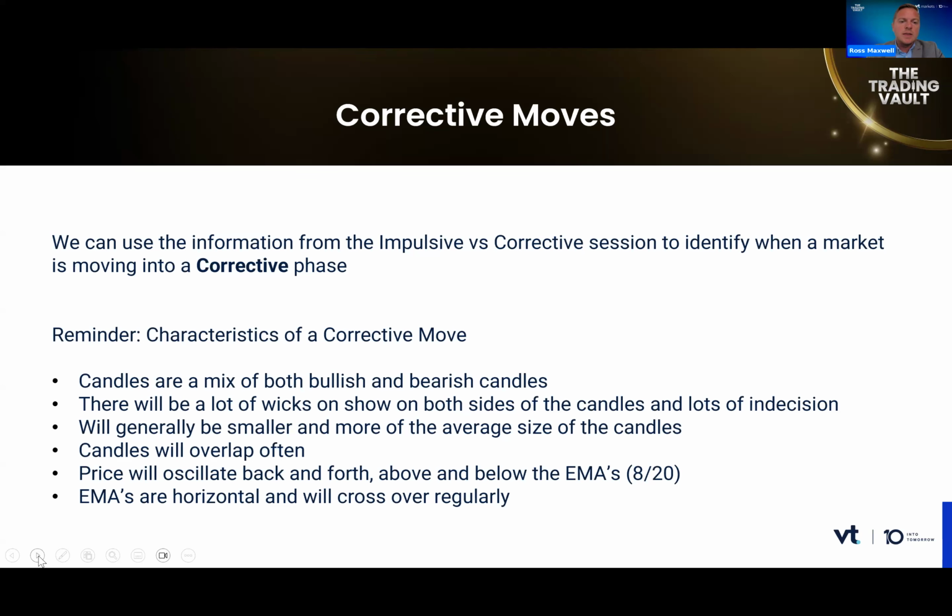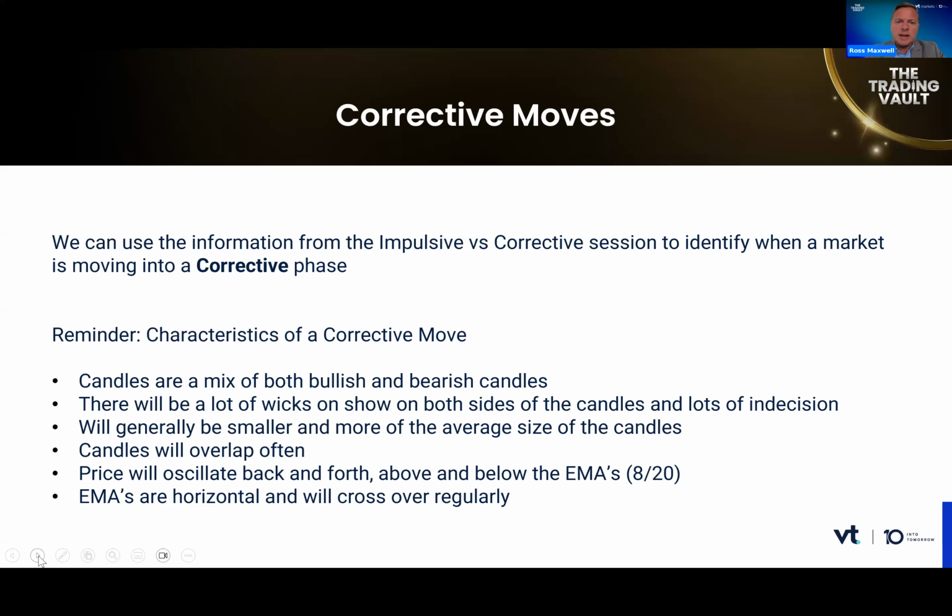The characteristics of a corrective move are: the candlesticks are a mix of both bullish and bearish candles. There will be a lot of wicks on show on both sides of the candles, and lots of indecision within those candles, so lots of what we call doji bars. They'll generally be smaller, whereas in an impulsive move they're much larger. Candles will often overlap, and price will oscillate back and forth above and below the EMAs, which, as anyone who's been in the other sessions knows, I generally use the 8 and the 20.